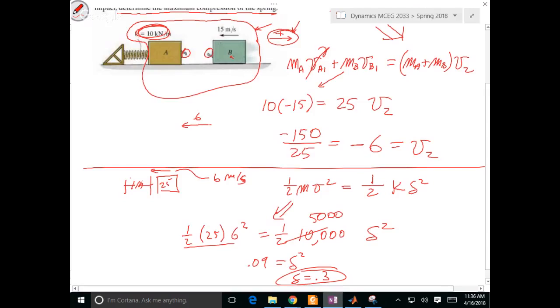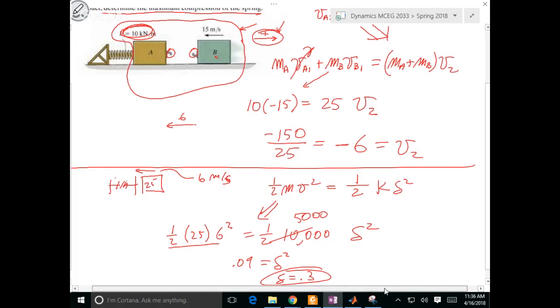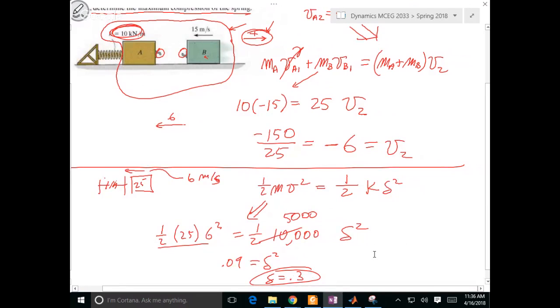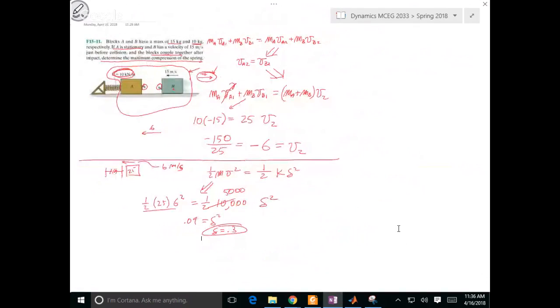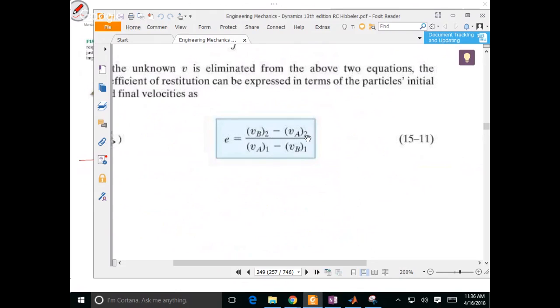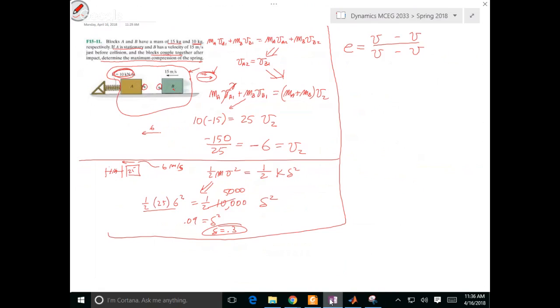Okay, in this particular case, they stuck together. So there's this coefficient of restitution, which is V minus V over V minus V. In this case, I have A and B. I think he lists them differently. No, he does, he lists them as A and B. And then what he does is the final over the initial. So A, B, and then what you find out is they swap places, the final over the initial.